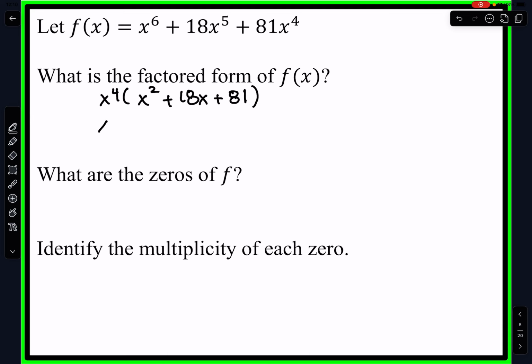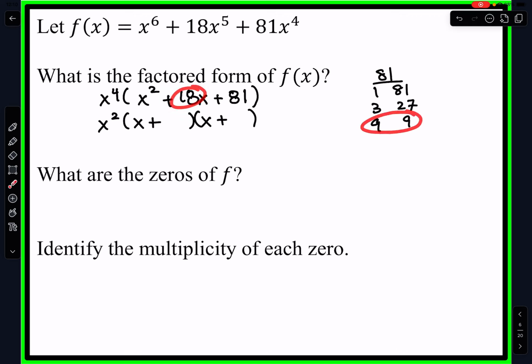So let's factor that in the parentheses. Let's factor this right here using our standard technique. So we have x and x. Since the middle sign is positive, that means that this factor is going to be positive. And since a positive times a positive is positive, it means that the second factor is going to add another value to that x. Now let's look at the factors of 81. So 1 times 81, 3 times 27, and then 9 times 9 are the set of factors of 81. And since we want to add up, because the signs are the same, to get this positive 18, we're going to use 9 and 9.